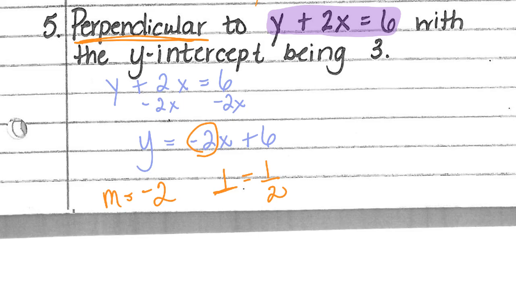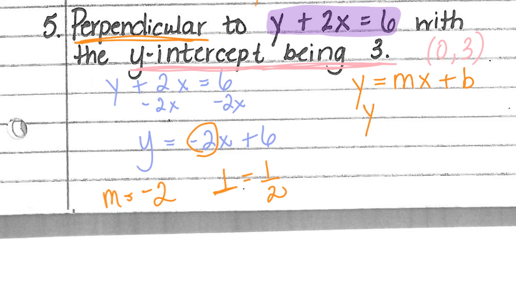Now, it's also telling us that it has a y-intercept of 3. Remember, the y-intercept is when x is 0. All right, so let's plug it in. Since the y-intercept is 3, we know that y equals m, which is the slope, x, plus b, which is the y-intercept. So this would probably be the easiest. We use this one a lot, but it's easier.